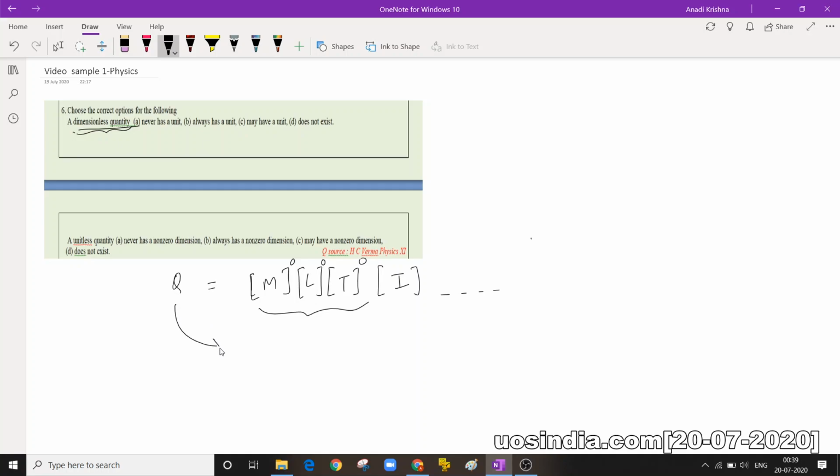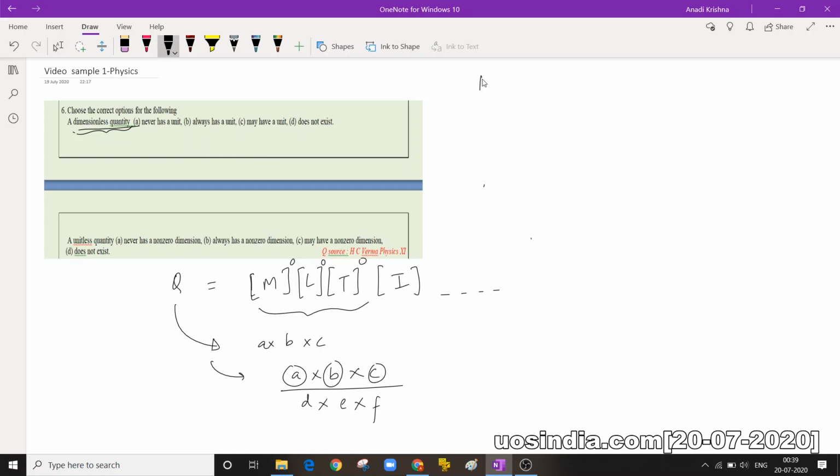Now mostly this can happen as this physical quantity Q can be a product of many physical quantities, or it will be in the form of A into B into C, something like that, divided by D into E into F. These are all some physical quantities. Now regarding dimensionless quantities, I will give you two examples which will make it easier for you to choose the correct option for this question.